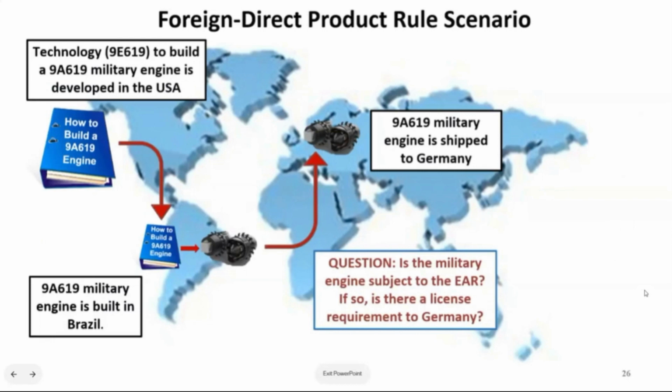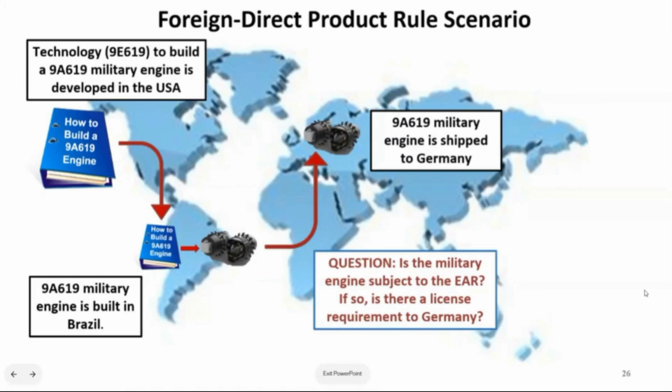So in this case, we have technology in the United States, 9E619. So that's the technology on how to build a military aircraft engine that's subject to the EAR. And that technology is going to be sent over to Brazil again. And Brazil is going to use that technology to build that US military engine.